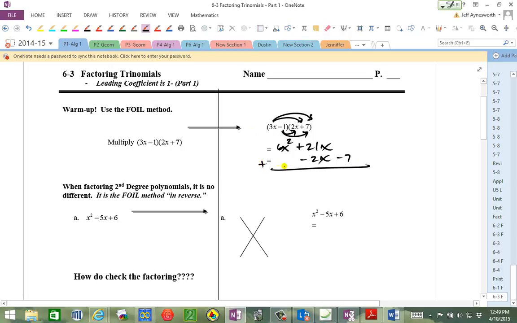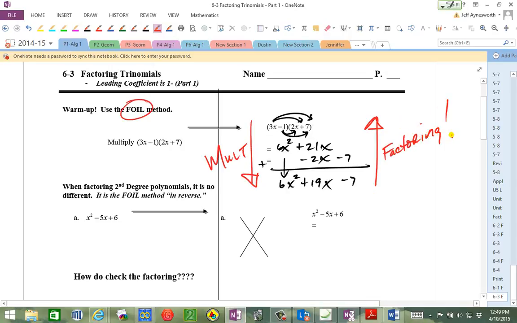So let's add these. We have 6x squared, 21x take away 2x is 19x, and then we have a minus 7. What we just did is called multiplying. We just multiplied two binomials using what's called the FOIL method. What we want to do today is reverse the process, which is called factoring.